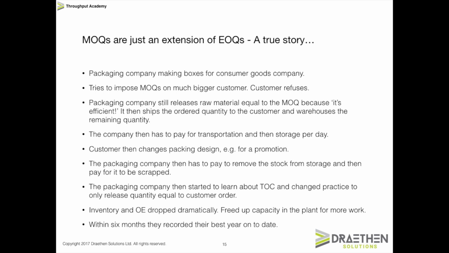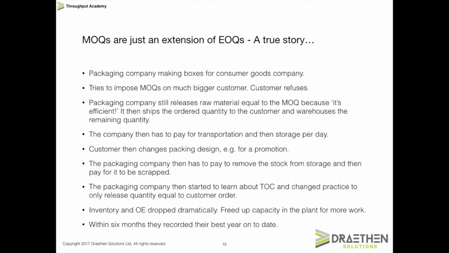So the packaging company had to take the order, but what they then did was release the raw material required to make the whole minimum order quantity. So for example, 3,000 units instead of just the 1,000 that was needed to satisfy the customer order. It then shipped the 1,000 units to the customer and then took the remaining 2,000 units, put them on a lorry and then sent them to a warehouse where they then sat on a shelf.